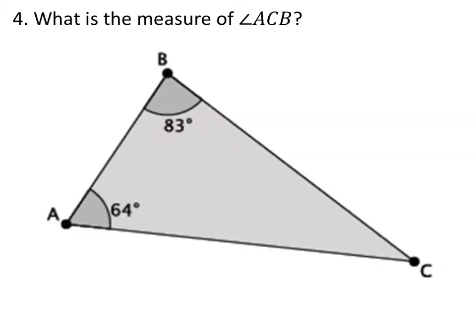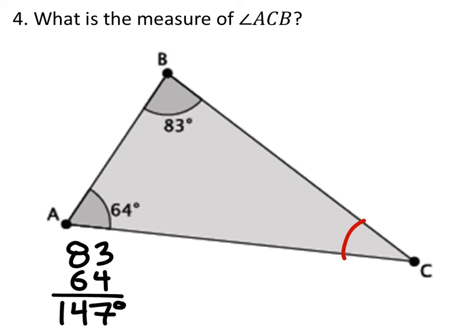Alright, take a moment with your partner and answer this question. What is the measure of angle ACB? On this one, we know that all three angles have to add up to 180 degrees. These two added together, 83 degrees and 64 degrees, gives us 147 degrees. But added to that red angle, we would get 180.